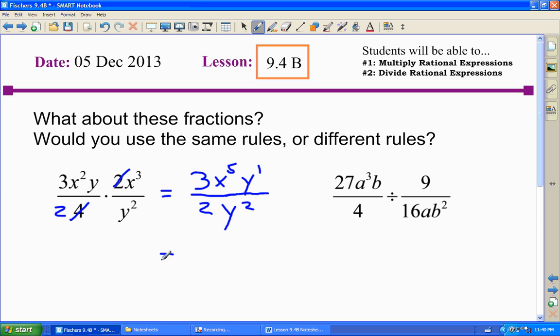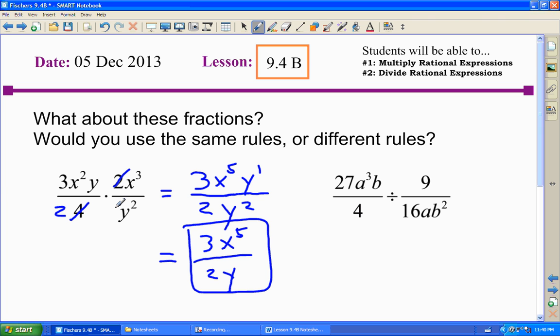So what can I do now, right? I can cancel this y and this y squared. If this is y to the 1st divided by y to the 2nd, it's going to leave me with a y to the 1st in the bottom, right? So I'm going to get 3/2 x to the 5th over y as my final answer. I can't cancel anything else there. I hope you see that. Okay. Any questions about that?